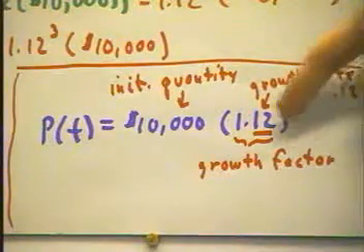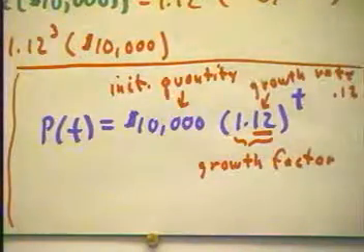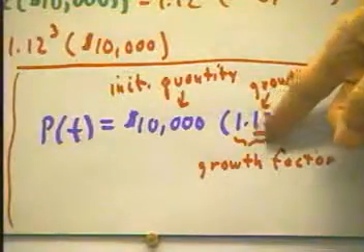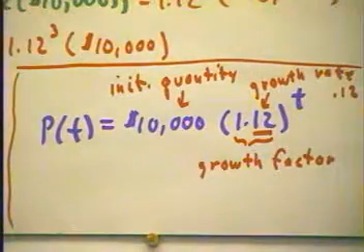At the beginning of the year, if we have principal P, we multiply it by 1.12 to get the principal at the end of the year. The 0.12, that's our 12%, and we call that our growth rate.